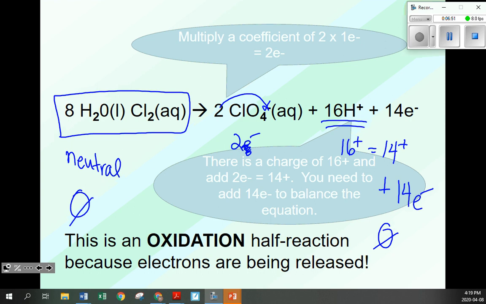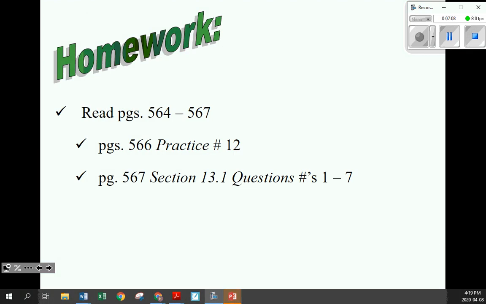That's it. That's all. Now, we also came to the conclusion that this is oxidation. Why? Because electrons are being released. And they're being released so that it becomes a neutral reaction. That's it, kiddos. It's not that complex. And it's the same 5 steps over and over again, only for acidic reactions.